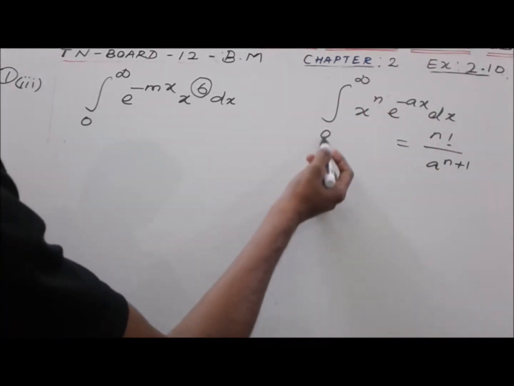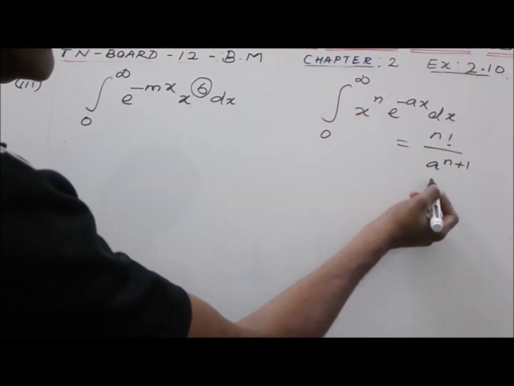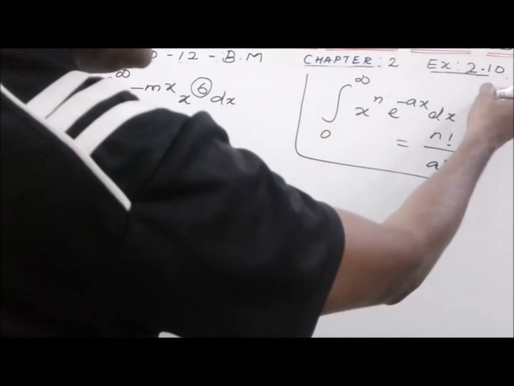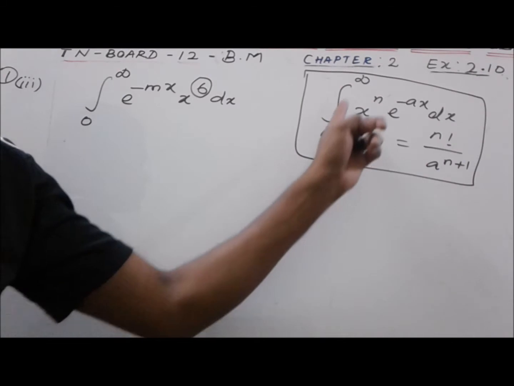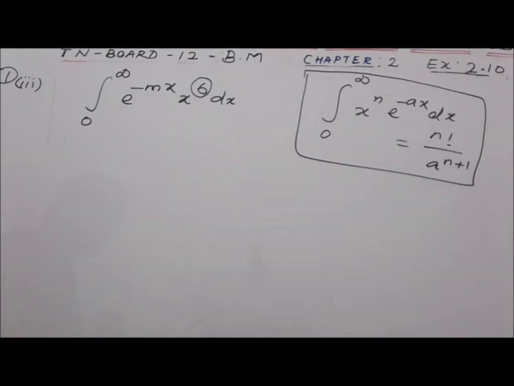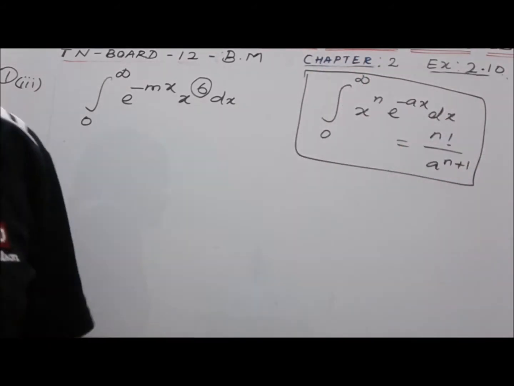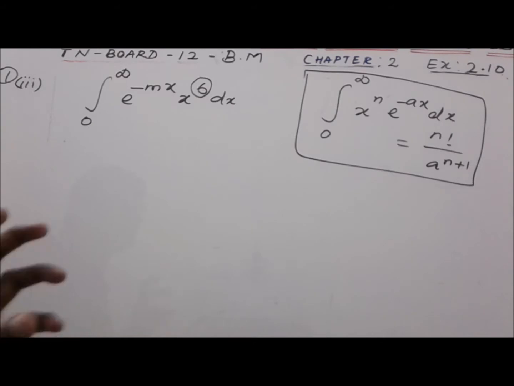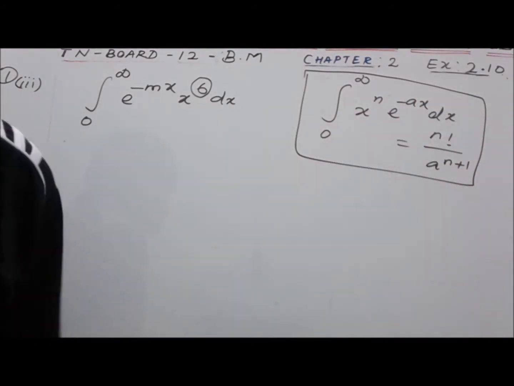For the gamma integral, integral 0 to infinity x power n e power minus ax dx, we have the formula n factorial divided by a power n plus 1. This is the gamma integral. When either one of the limits or both limits are infinity, it is known as an improper definite integral. In this improper definite integral, 0 to infinity x power n e power minus ax dx is known as the gamma integral. Its result equals n factorial divided by a power n plus 1.